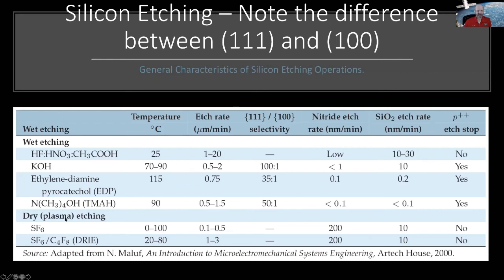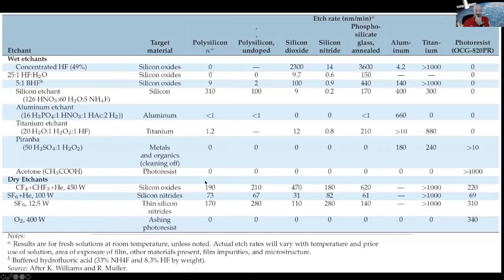And then here are some other examples. Down at the bottom, you can do dry plasma etching, right? So SF6 is what you use to etch, or you can use a combination of SF6 and C4F8. That's called deep reactive ion etching. So if you take our upper level classes, we'll go into more detail on that. And then this shows you how to etch other materials. You can etch metals, oxides, nitrides, all of that. And you use different etchants and different methods.